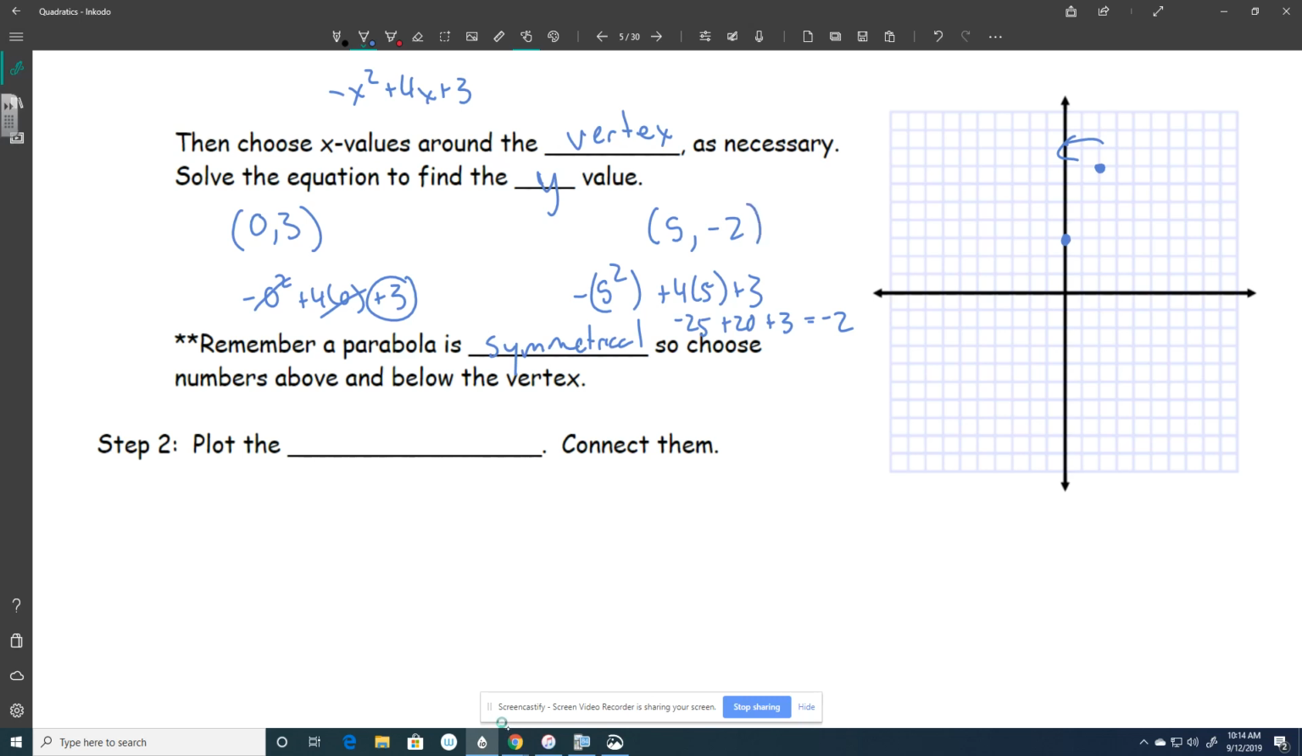So I go over 1, 2, 3, 4, 5, and I go down 2. So those are 2 points on my graph. Now I plot the points and connect them to finish the picture. From my vertex, I'm going to connect to this one, and from my vertex, I'm going to connect through this one right here. Okay? And that's as fancy as it needs to look.